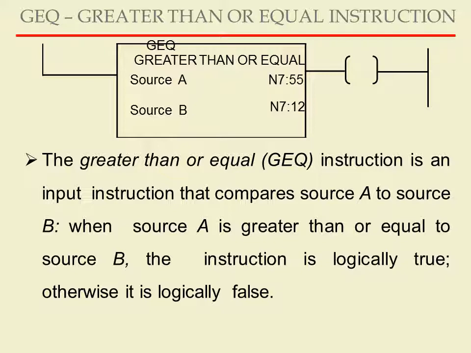In the diagram you can see the first part is the instruction, whatever instruction is given there with its sources. Following that, at the right side, there is the output device, for example an LED. If the instruction is logically true, meaning here source A is greater than or equal to source B, then the LED will glow. Whenever the instruction is logically false, the LED will not glow. In this way we check whether the instruction is logically true or logically false.